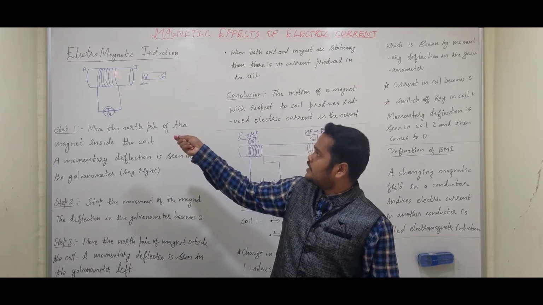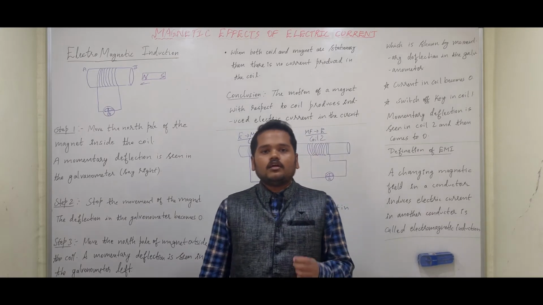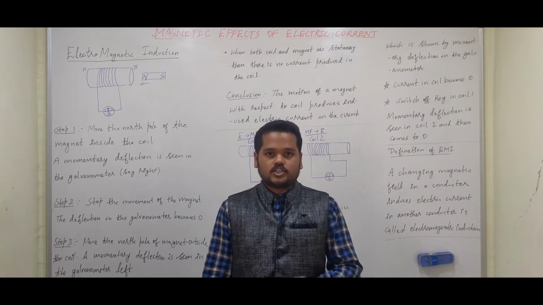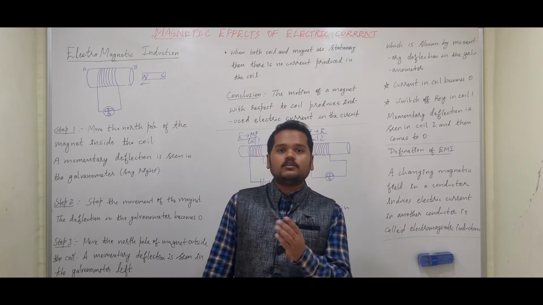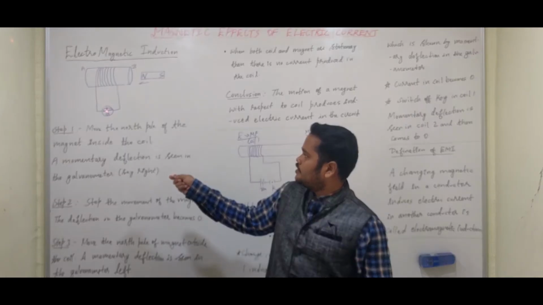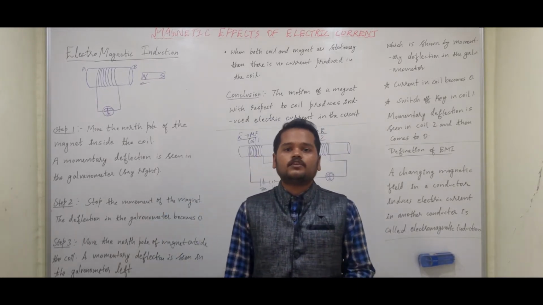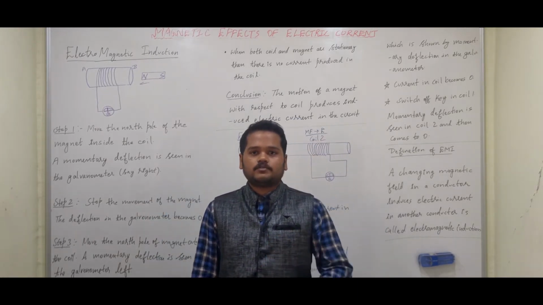In the third step, you are taking the magnet out of the coil. So the magnet which is inside is moving outside the coil. Since the magnet is moving outside the coil, you will see a deflection in the galvanometer towards the left. The galvanometer deflects towards the left. So these are the three observations which you make in the three steps.